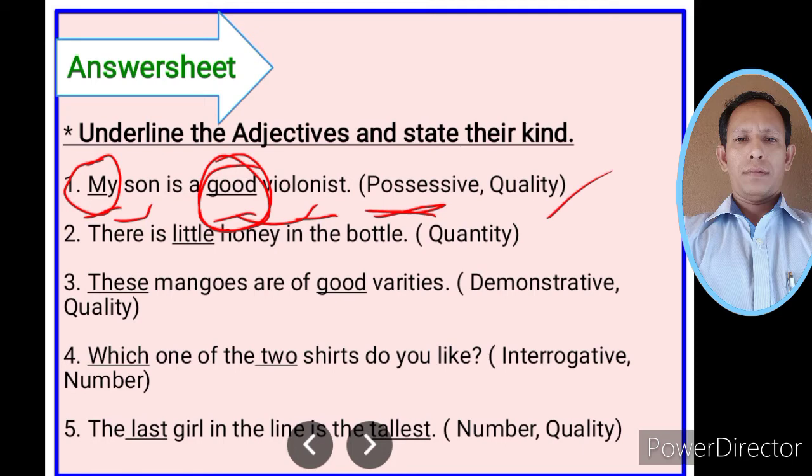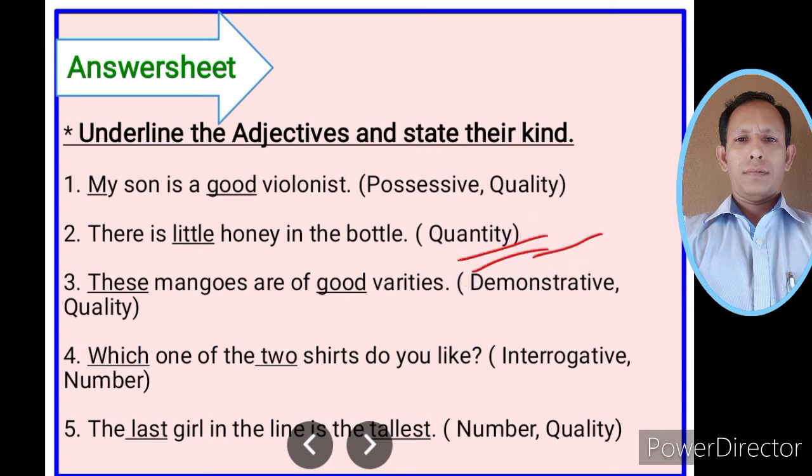In the second sentence, there is little honey in the bottle. The adjective in this sentence is little and it is telling how much of the honey is there in the bottle. So it is an adjective of quality.